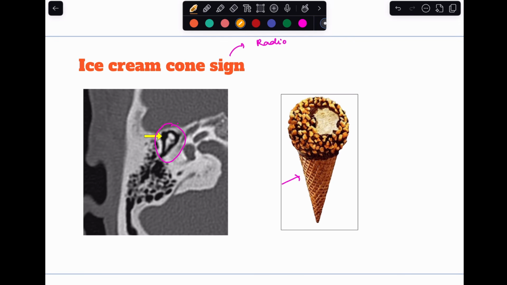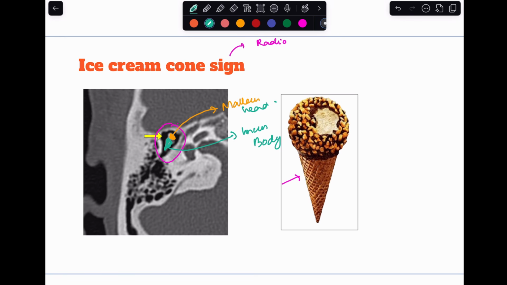So first, the malleus head is responsible for forming the scoop of this ice cream. And the cone over here that you're seeing is formed by the incus, the body of the incus, whereas the malleus head is causing the scoop. So this structure that looks like the ice cream cone is actually the normal configuration of the malleus head and the incus body seen on the temporal bone. And this is a normal middle ear anatomy.